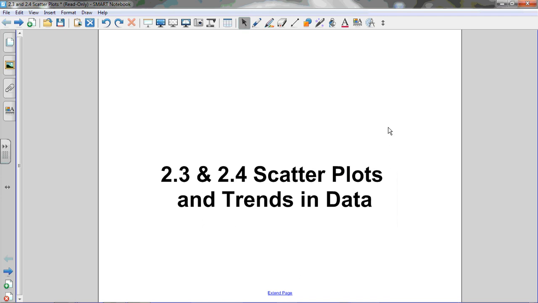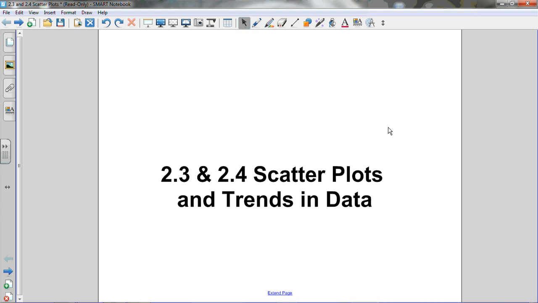Here's a lesson for section 2.3 and 2.4. In this lesson, we'll learn how to make scatterplots and also how to analyze trends in data by looking at scatterplots. So far in this chapter, we've looked at how to make hypotheses about the relationships between variables, and we've also learned how to conduct surveys by using different sampling principles in order to test those hypotheses.